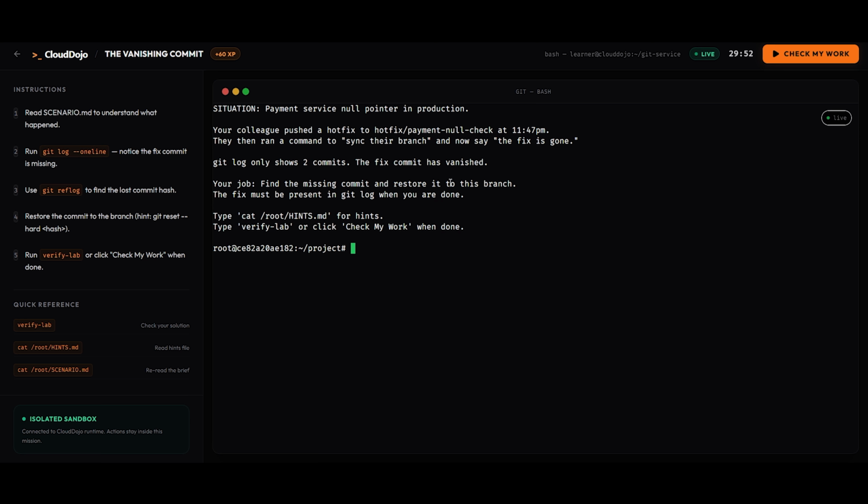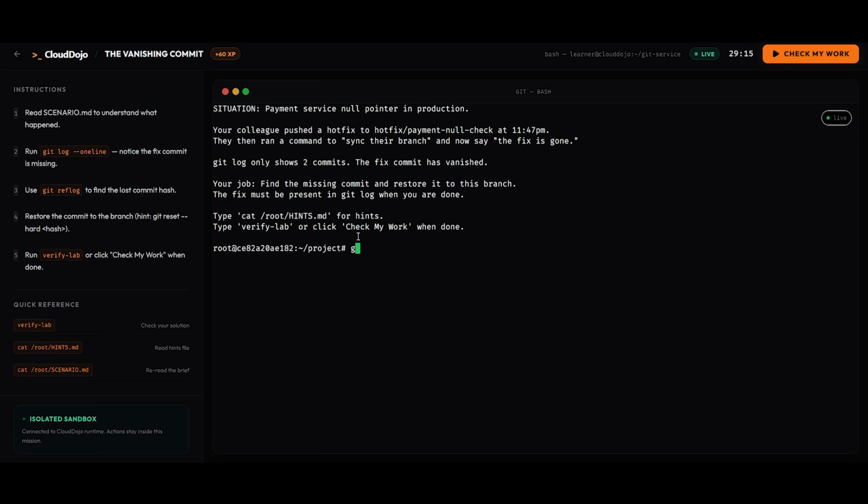So this is a problem. Payment service is null pointing in production. Your colleague, that cute girl, pushed a hotfix to hotfix payment null check at this particular time. Then they ran a command to sync their branch and now the fix is gone. Git log is showing only 2 commits and the fixed commit has vanished. Your job is to prove to that girl that you can handle any problem even if it's a Friday night, and you are going to restore their branch.